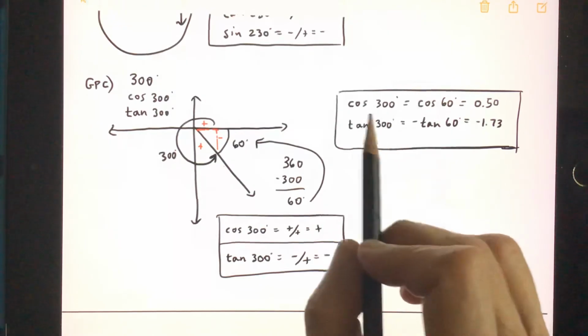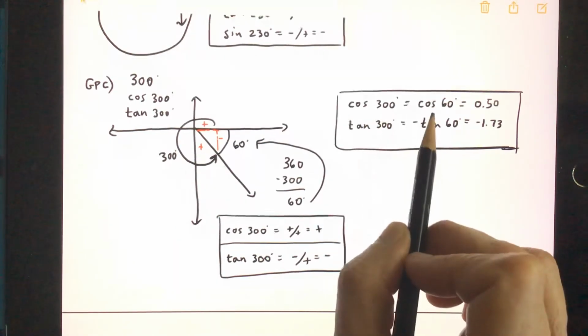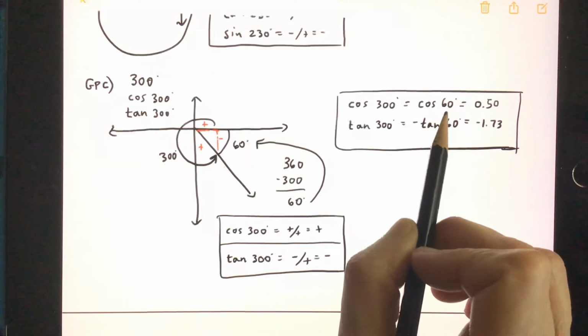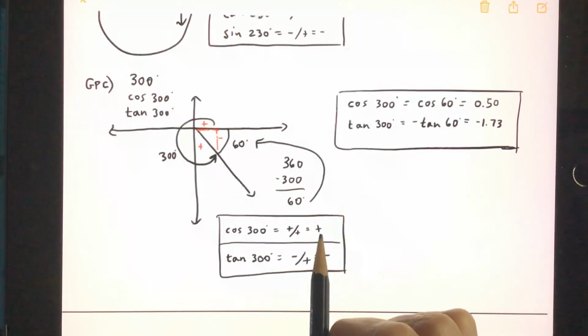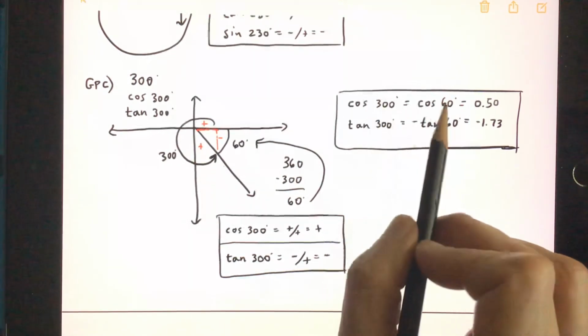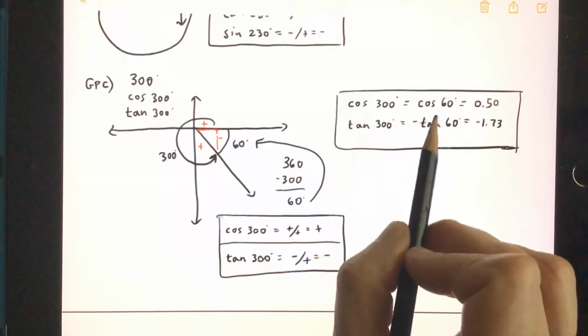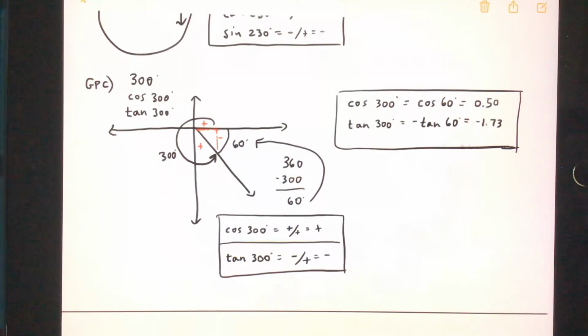Okay, let's go ahead and write this out now. Cosine of 300 degrees will be the same thing as the reference angle, cosine of 60 degrees. We already established it will be positive. So either way you plug this into your calculator, cosine of 300 degrees or cosine of 60 degrees, you're going to get 0.5, which rounded off to the nearest hundredth, 0.50.